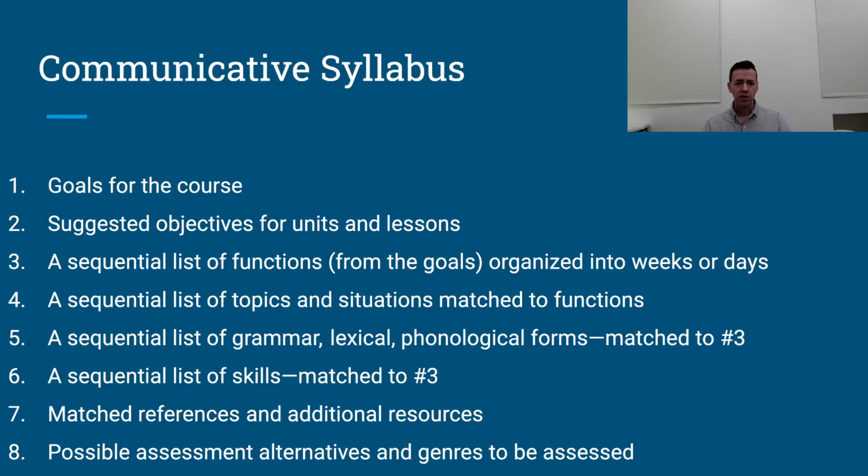Okay, so in a communicative syllabus, there are 8 points to keep in mind. First of all, you should have the goals for the course. And then number 2, you should have your suggested objectives. It's a lot of tongue twisters today. Suggested objectives for units and lessons. So each unit and lesson through your entire semester or your entire year-long course, you should think about what your objectives are going to be. And again, we'll talk about objectives next time, but they should be measurable. Okay, and then number 3, you should have a sequential list of functions organized into weeks or days. So what is it that the students are actually going to do with the language?